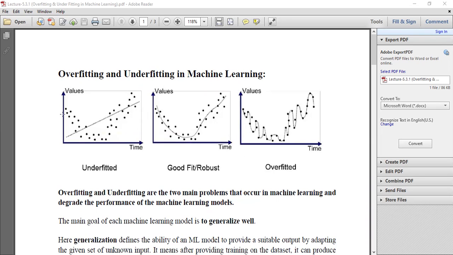Underfitted means most of the data sets are far from the median. In a good fit, the values of the data sets are nearby the median. And in the overfitted, all values of the data sets are over the median line or nearby the median. So overfitting and underfitting are the two main problems that occur in machine learning and degrade the performance of the machine learning models.